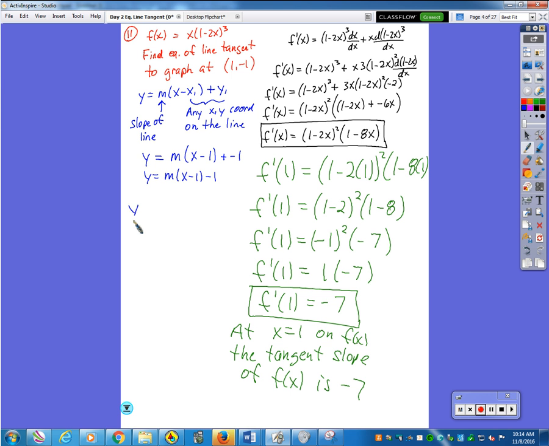Y is equal to, slope is negative 7. Did they write it in this form or in this form? They simplified it. They distributed, right? Yeah. We did it. First job. Did we do it?